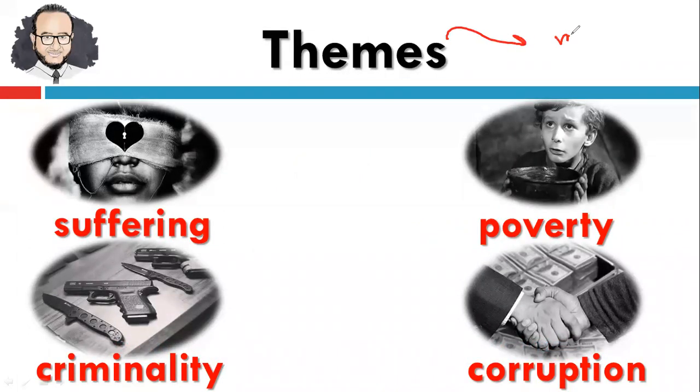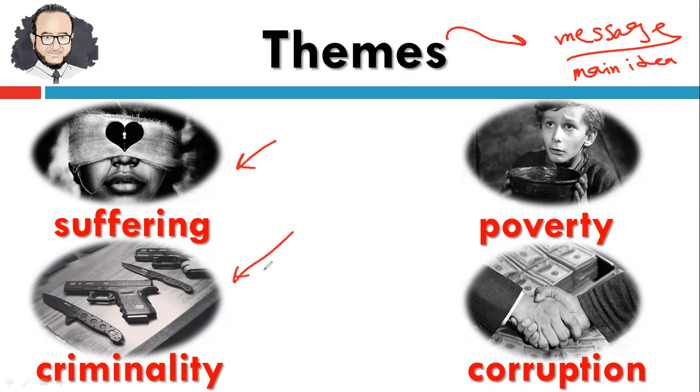At this time we also have something called theme. The theme is like a message, or the main idea that the writer or the novelist wants to deliver throughout his novel. So the message or the main idea. For example, I'm talking about the idea of suffering, the idea of criminality, poverty, and corruption.